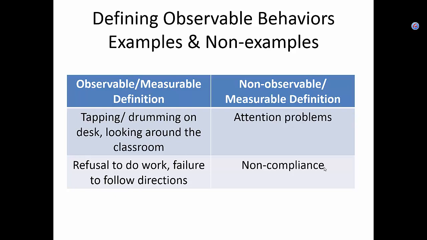Similarly, you can see here in the second non-observable example, non-compliance. Again, non-compliance can look like a lot of things across a lot of different students. With this particular student, Billy, what is refusal to do work? How does he refuse to do work? How does he fail to follow directions? We might get a little bit more specific than this example by saying when he refuses to do work, he says no, he throws his paper on the floor, he tears it up, he walks away from his desk. We want to get really specific, observable and measurable about what the particular student is likely to do when they're engaging in the problem behavior.